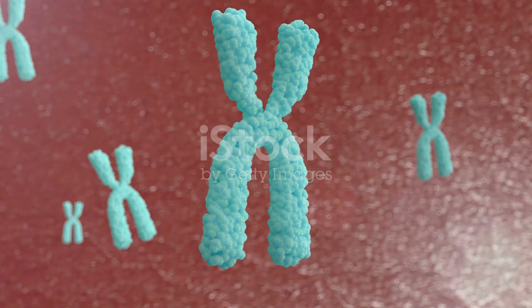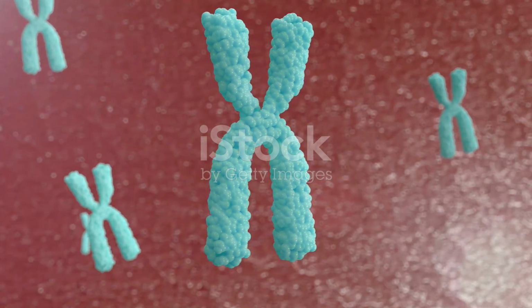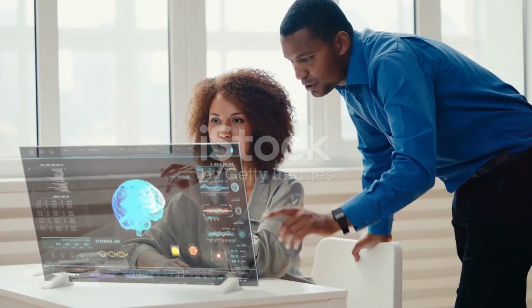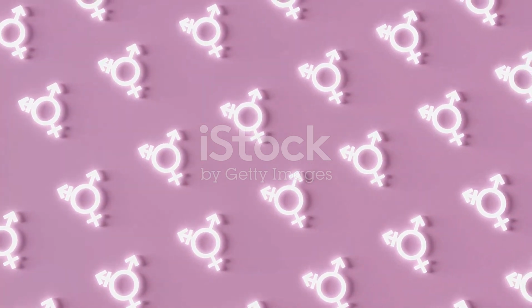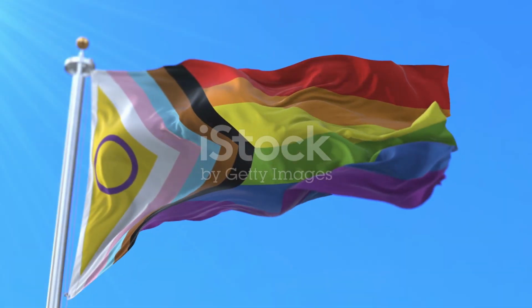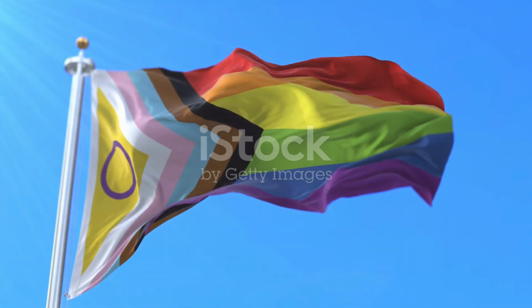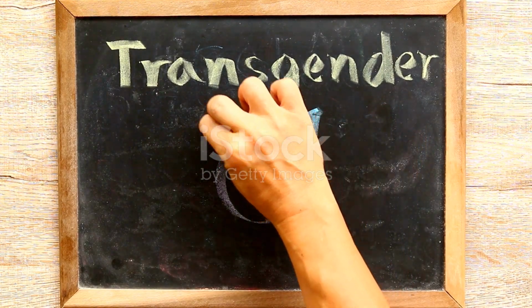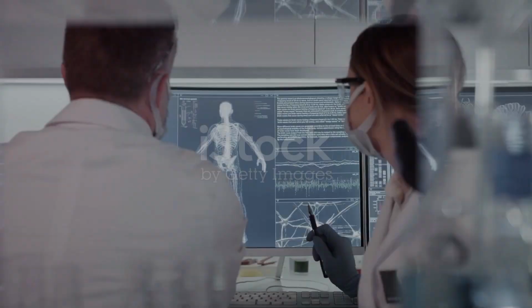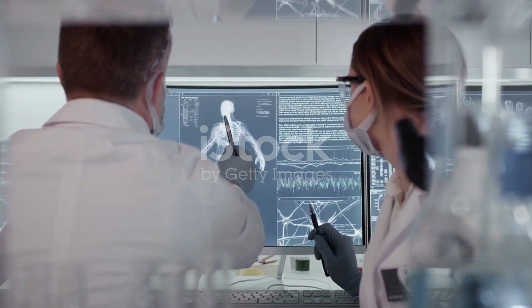One common misconception is that sex is determined solely by chromosomes. In reality, many factors influence sex development. Another is that there are only two possible outcomes, male or female. The existence of intersex individuals challenges this binary view. There's also a tendency to conflate sex, gender identity, and sexual orientation. These are distinct aspects of human identity and biology.